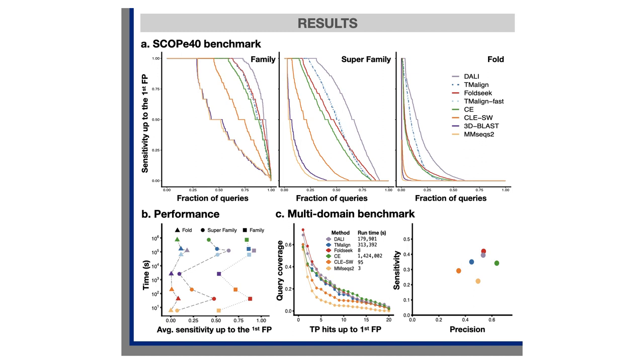We computed the alignment sensitivity as the number of true positive residues divided by the query length, and the precision as the number of true positive residues divided by the alignment length. The figure shows the average sensitivity versus precision of the structural alignments, and it demonstrates that Foldseek alignments were more accurate and sensitive than MMseqs2, CLE-SW, and TM-align, similarly accurate as DALI, and 16% less precise but 23% more sensitive than CE.